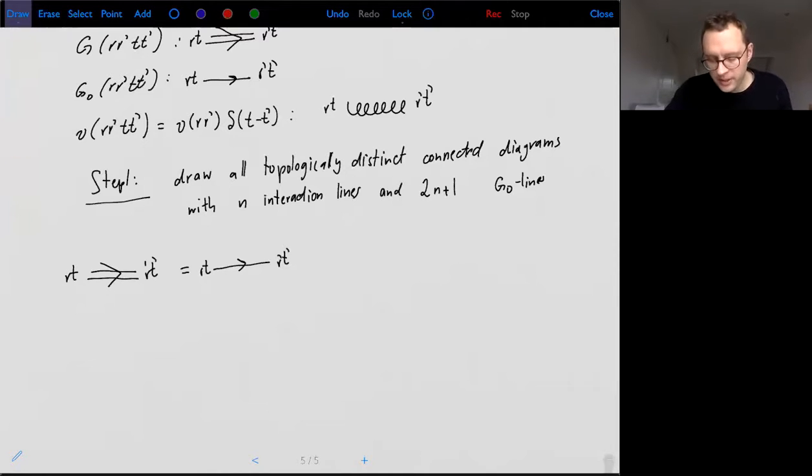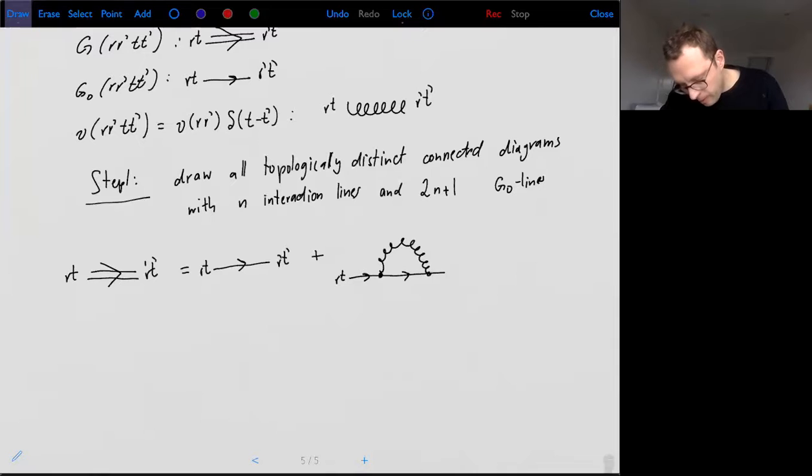Then the next higher order is where I have 1 interaction line, and that means I have to draw a diagram with 1 wiggly line and 2n plus 1 equals 3 G0 lines. So let's see. There's 2 such diagrams that I can draw. So the one looks like this, where you have basically the electron propagating. At some point, it emits a photon, keeps propagating, and then it reabsorbs the photon. And that's the end of it, right?